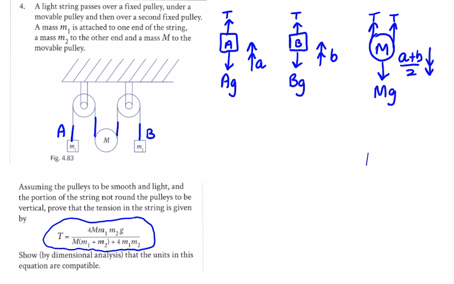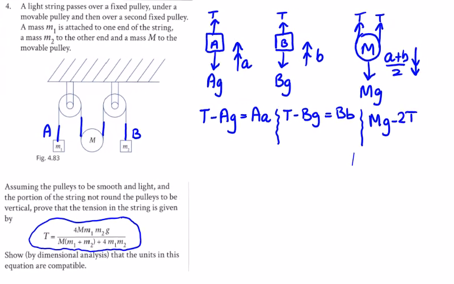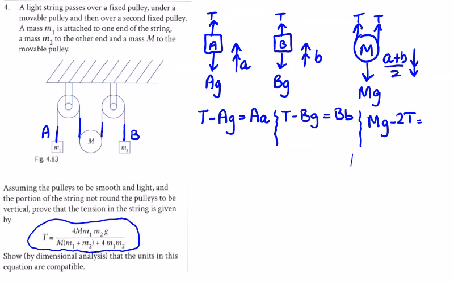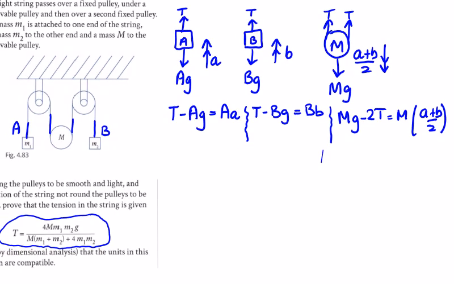So let's create some equations here. For A, we have T going up, T minus mg is equal to M times A. For B, we have T minus Bg is equal to big B times small b. And for my big M, I have Mg minus 2T, going in the other direction, is equal to big M times the acceleration, A plus B over 2. So we can simplify the other two to get A plus B and then get A plus B over 2, but there's many ways to simplify these, but let's have a look at doing it this way.